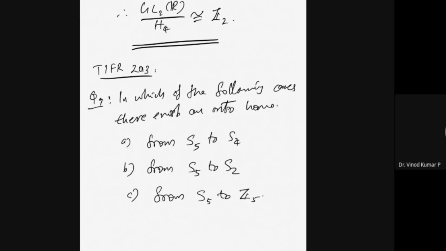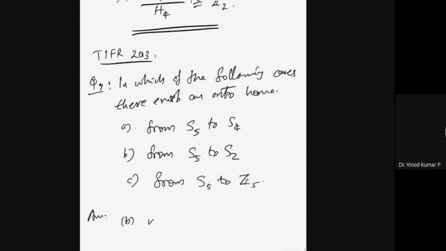Many of them are answering B. Yeah, that's correct. So what is the onto isomorphism from S5 to S2? B is true. So what is the homomorphism?